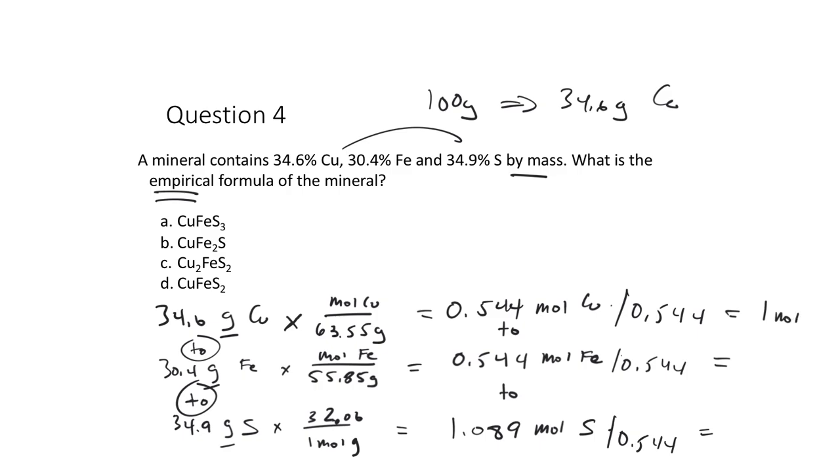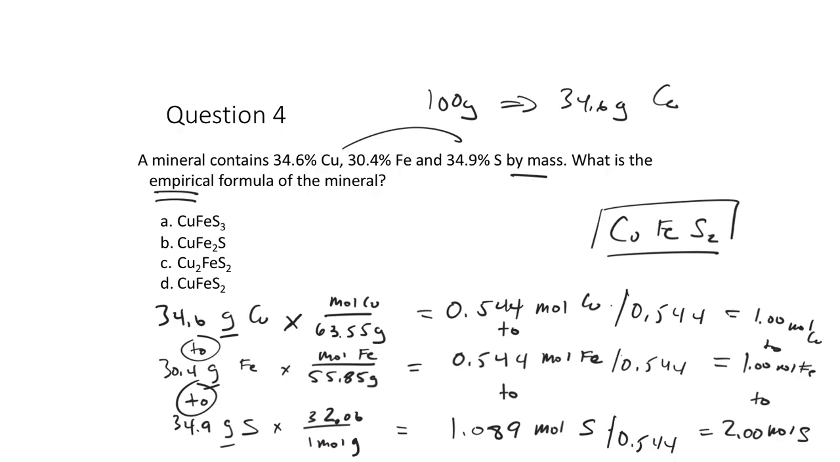So 1 mole, just going to 1 sig fig here is good. Well, let me also put this here, that you would be tracking these to their full numbers. Obviously, the number by itself is 1.00. But then I get 2.00 moles of sulfur. So my formula would be CuFeS2 as my empirical formula. Answer D.